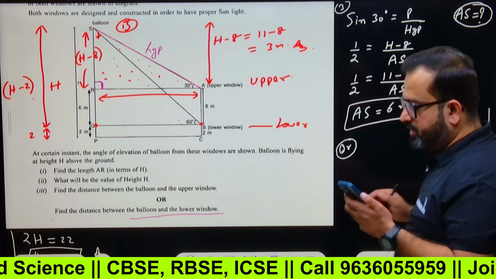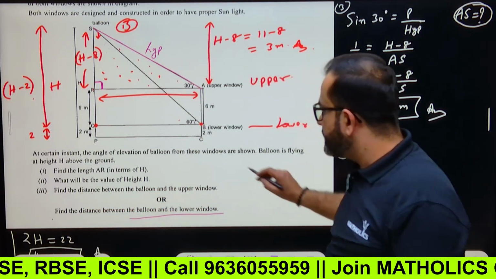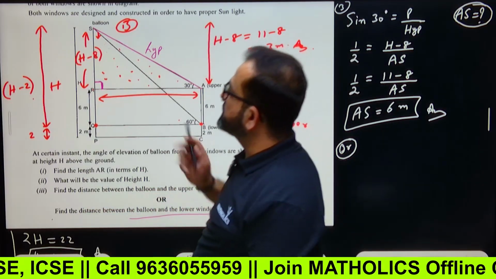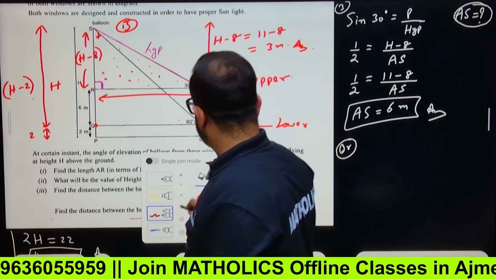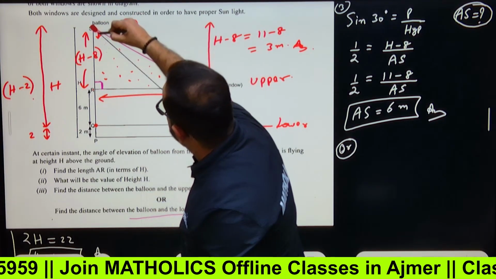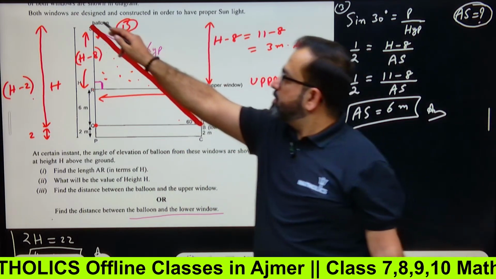Got the point? The OR part, how are we going to solve it? Find the distance between the balloon and the lower window. This is the balloon and this is the lower window. This part, okay, this part.